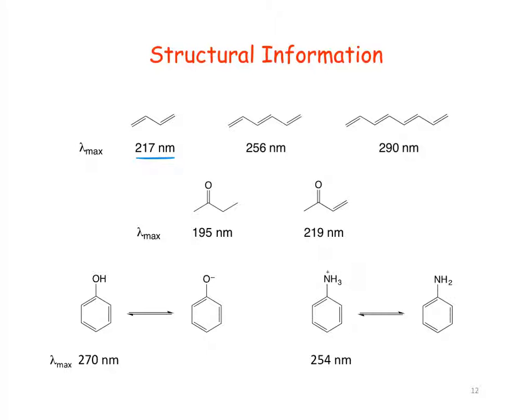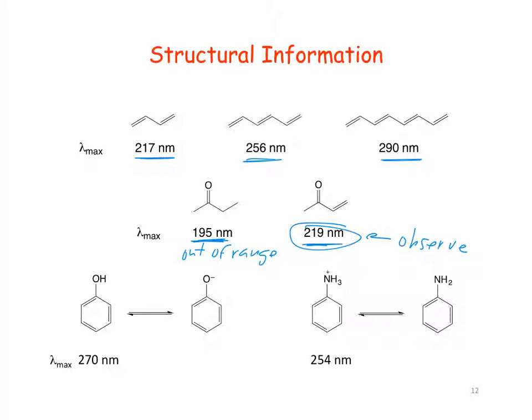In general, as we increase the number of pi bonds, the wavelength of the absorbed light gets longer, right? Here's another example. If we have a ketone by itself, 195, we can't really observe that. It's out of our range. But if we have a carbon-carbon pi bond that's conjugated with that ketone, it goes up to 219. So now we can observe that. This one is out of range, but this one we could observe.